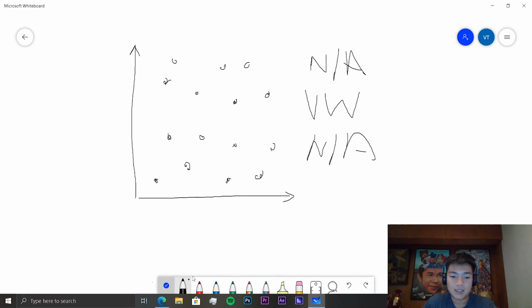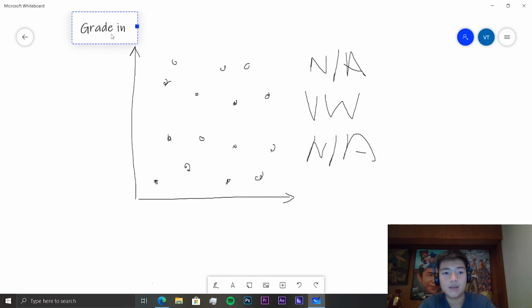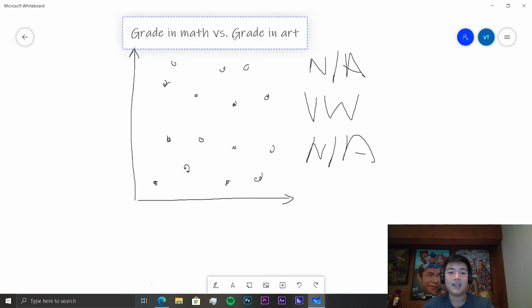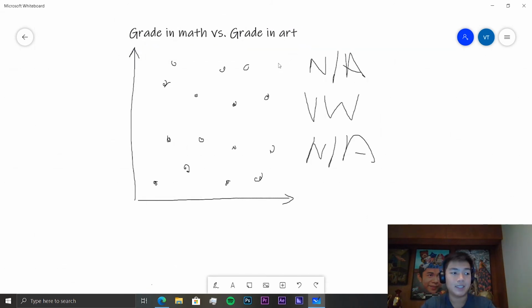So this is the graph for grade in math versus grade in art. And from this graph, it's not that we can't tell anything. Actually, this graph tells us that there is probably no correlation between a student's grade in math and a student's grade in art.